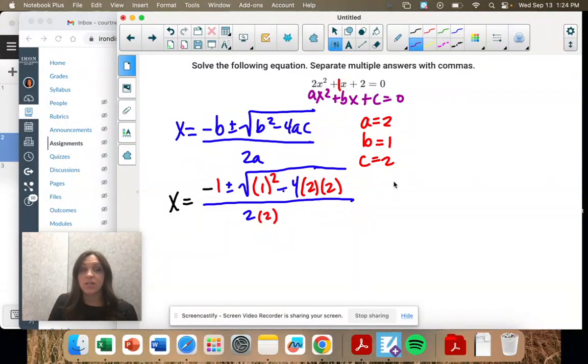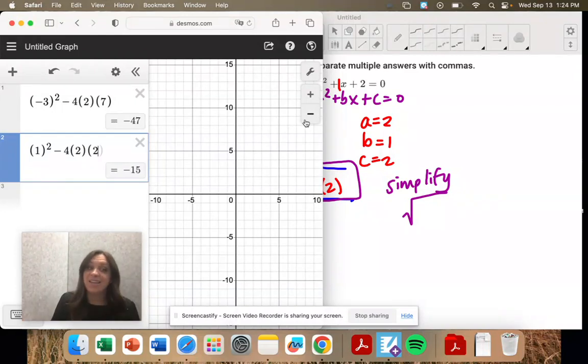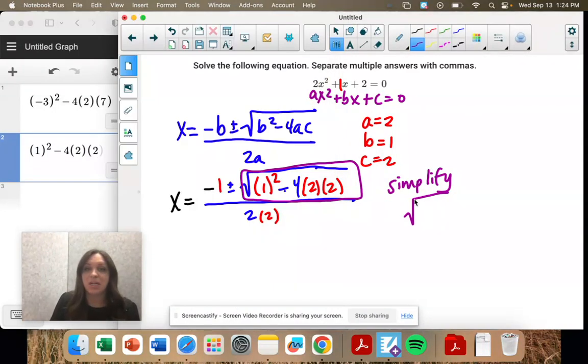So once you have it all set up, everything's plugged in, you want to simplify just the square root part. So I have the square root, and I'm going to enter just what's underneath. So, not 2. 1 squared minus 4AC. And it's negative because that's what we're working on, right? So negative 15. And I want to keep going.